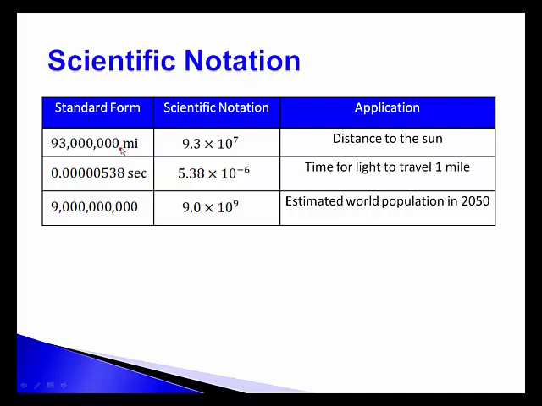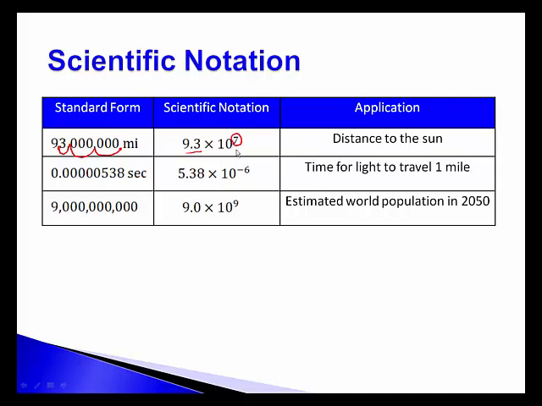We want to move that decimal until we have one digit to the left of it that is non-zero. So if we begin that moving process, we would move 3, 6, 7 places to our decimal right there. So you'll notice what we have here is 9.3 times, and since we moved 7 places to the left, we have a positive 7.